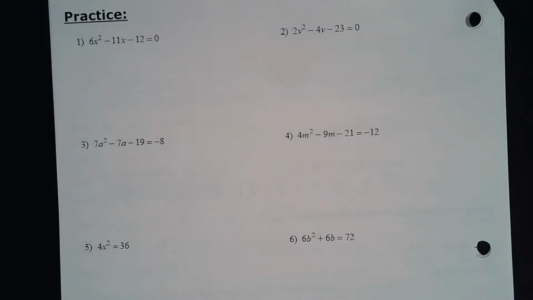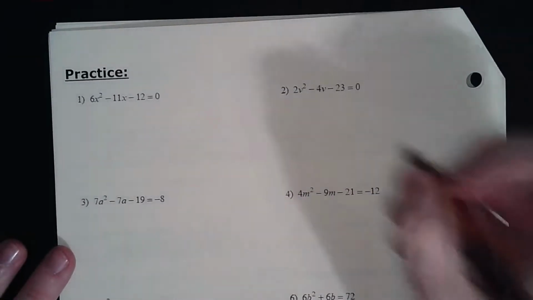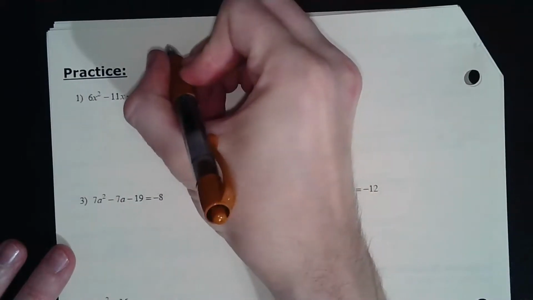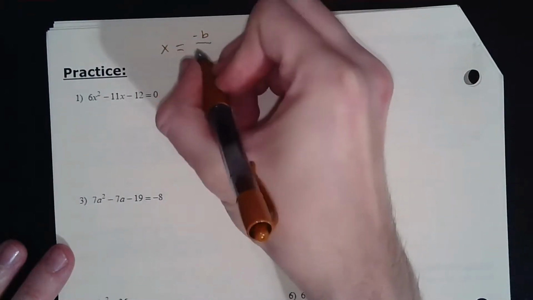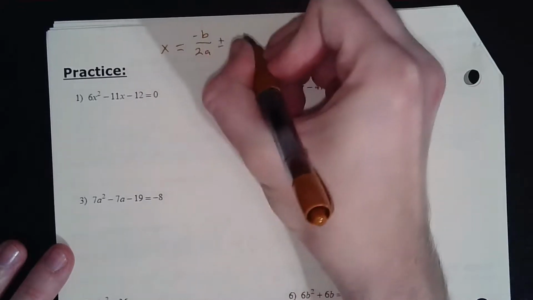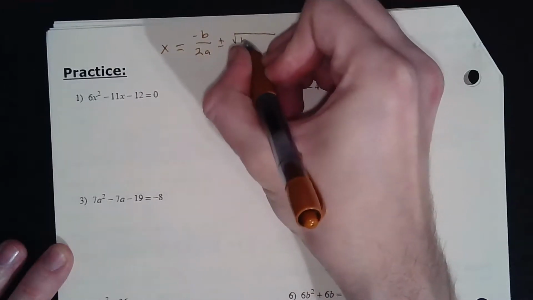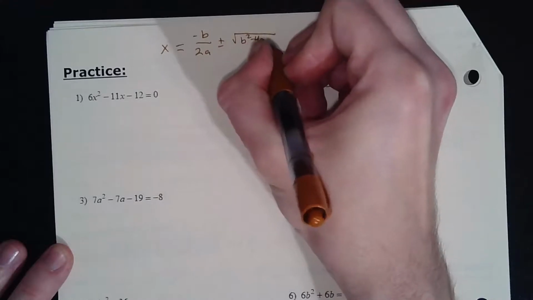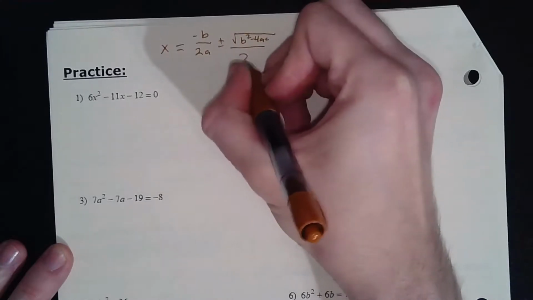We got our quadratic formula. I'm just going to write it once at the top of the page here because we got to have it memorized at this point. We got x equals negative b over 2a plus or minus the square root of b squared minus 4ac, all over 2a again.